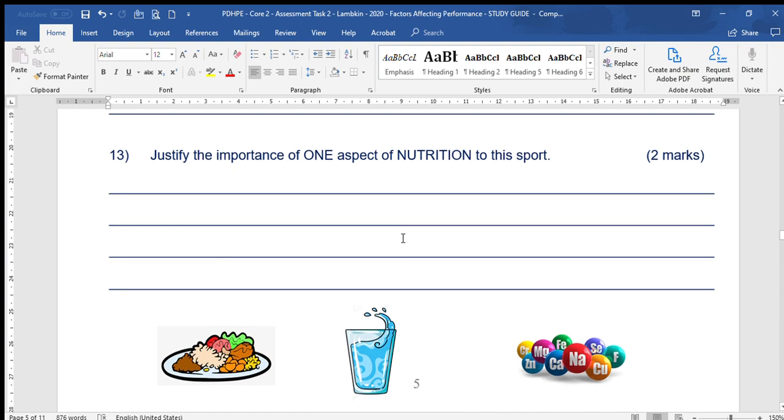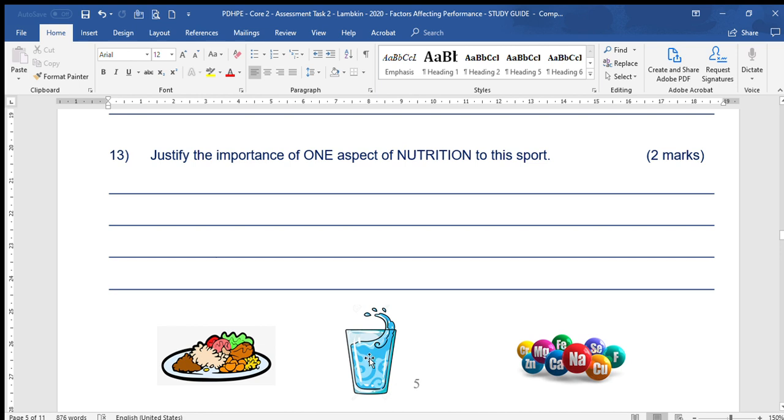And 13, justify the importance of one aspect of nutrition to this sport. So once again, we're talking about the same sport. Now, I've given you some hints down here. You only need to deal with one of these. You could talk about hydration. So how does hydration assist your sports person? You can't just say drinking water will rehydrate the athlete. You've got to say why hydration is important.